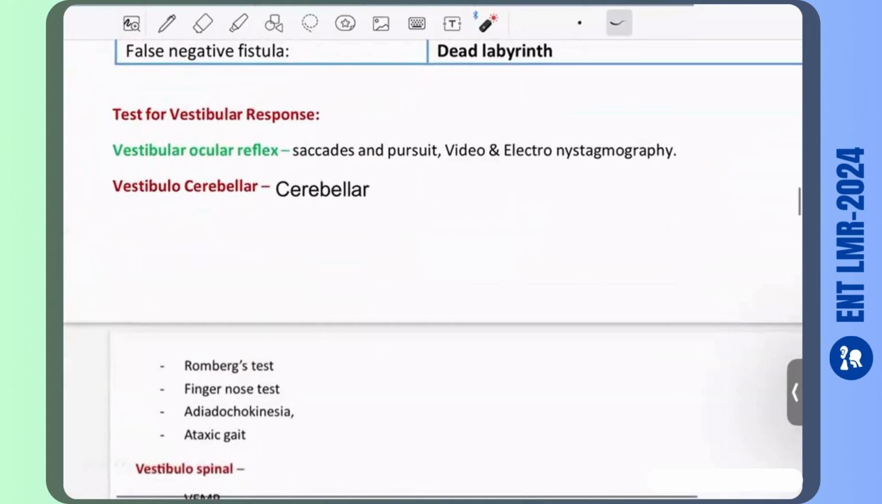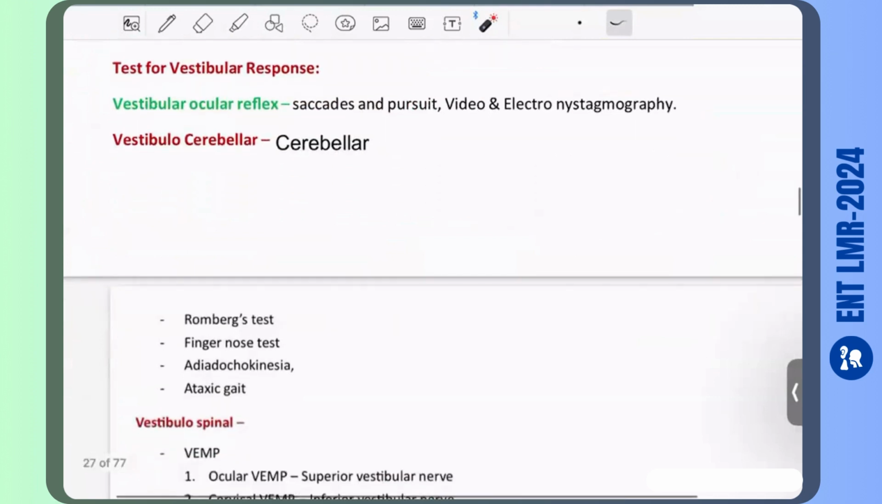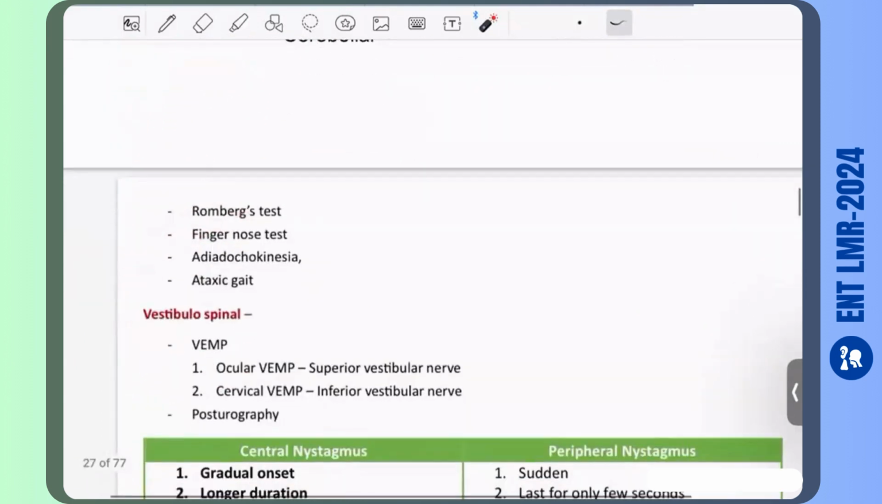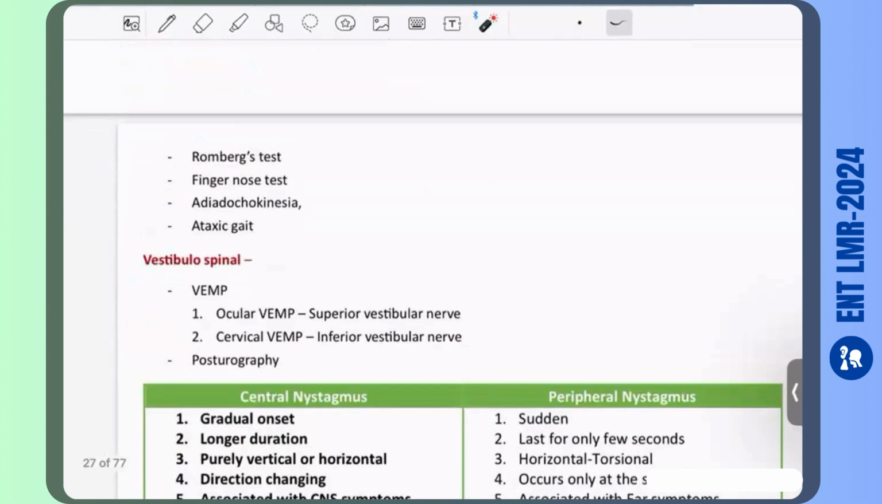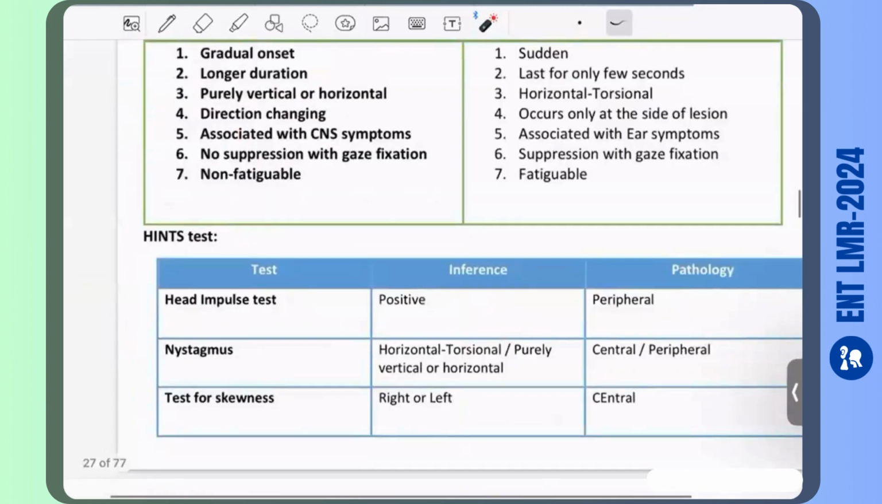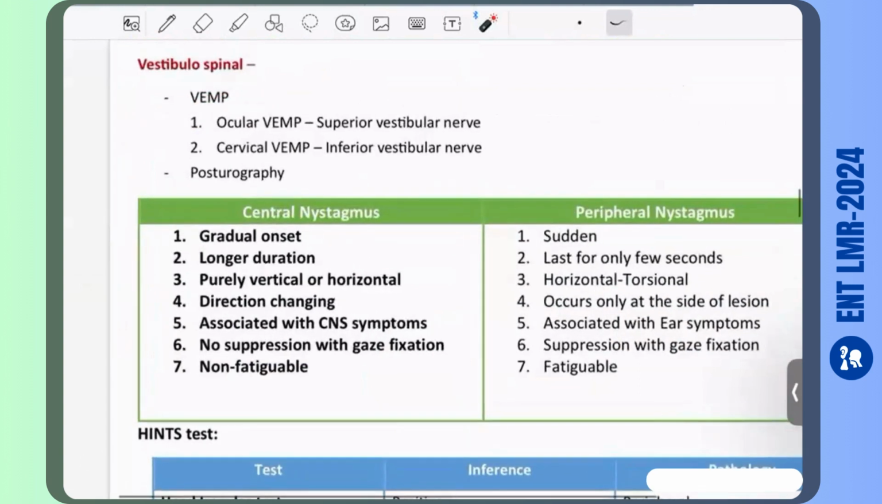Then we could do a few tests for vestibular response. For the vestibulo-ocular reflexes, saccades and pursuits, we will do video and electronystagmography. Then for vestibulocerebellar response, we'll have Romberg's test positive, finger nose test positive, adiadochokinesia, and then ataxic gait. So these are the tests for vestibular response. For the vestibulospinal pathway, we could do a test called VEMP, vestibular evoked myogenic potential.